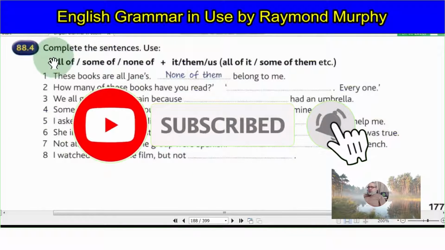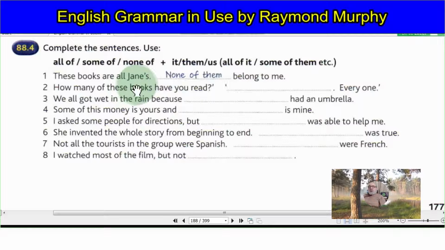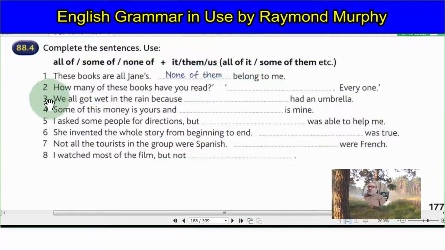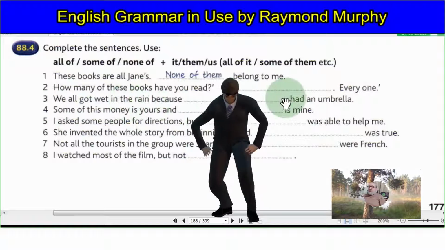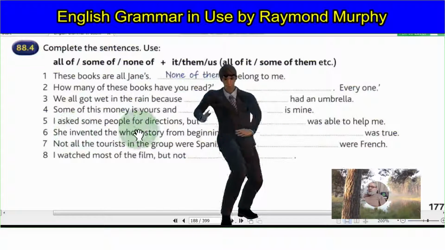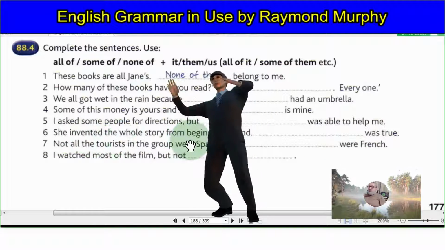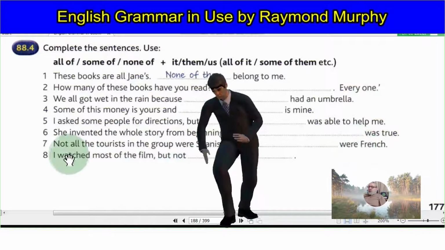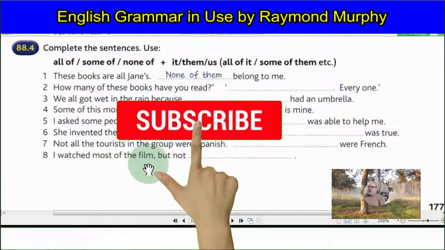Complete the sentences using "all of," "some of," "none of" with it, them, us, and so on. These books are all Jane's, none of them belong to me. How many of these books have you read? All of them. We all got wet in the rain because none of us had an umbrella. Some of this money is yours and some is mine. I asked some people for directions but none of them was able to help me. She invented the whole story. None of it was true. Not all the tourists in the group were Spanish or French. I watched most of the films but not all of them.